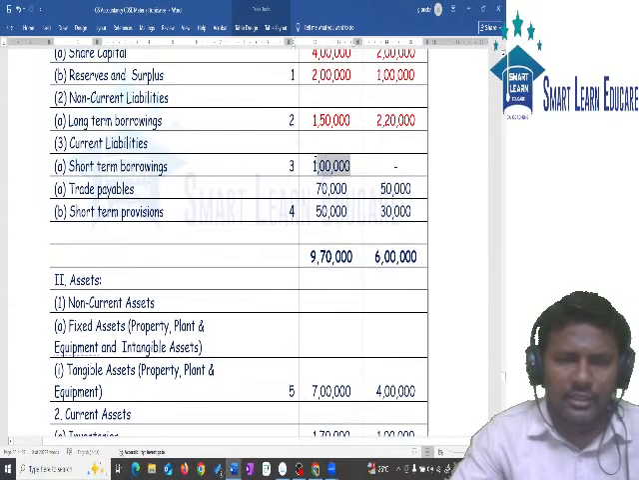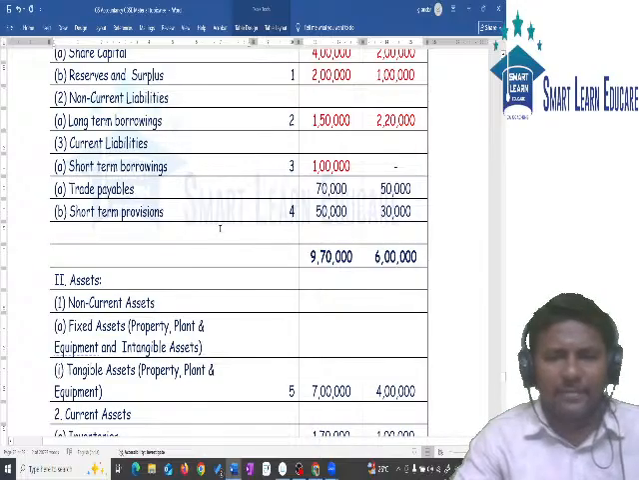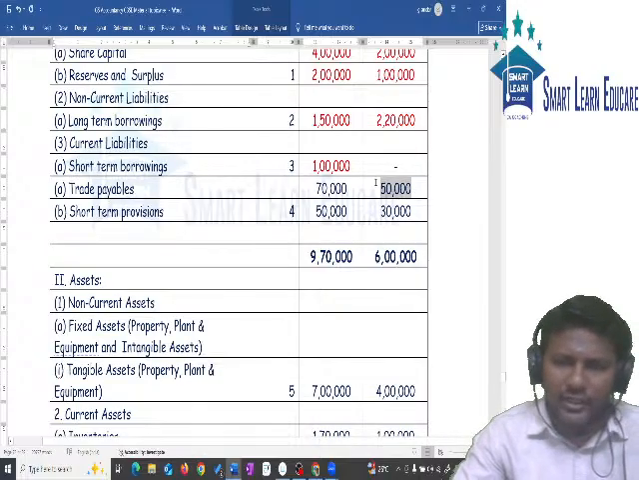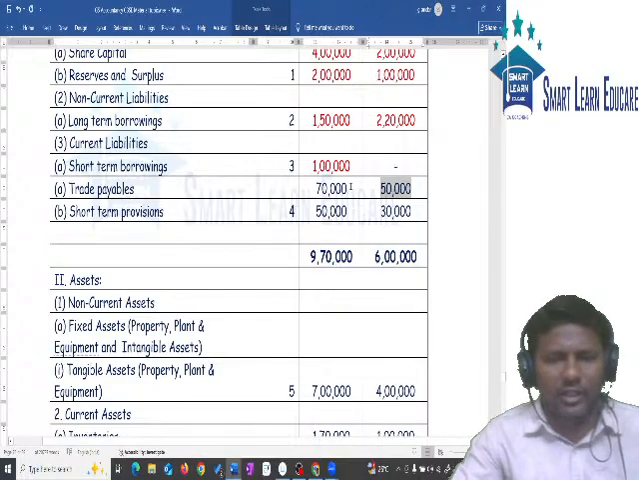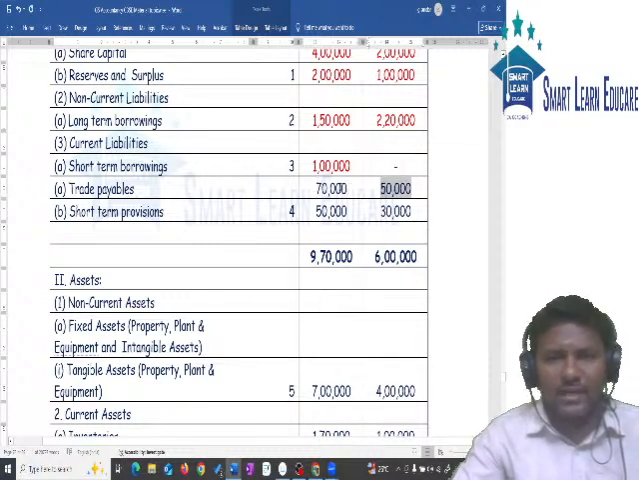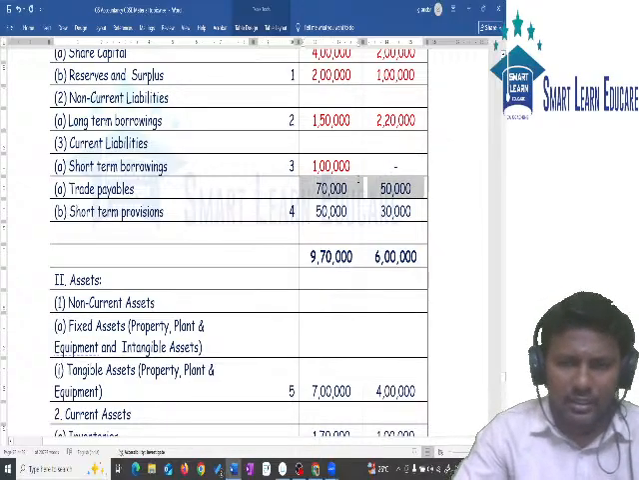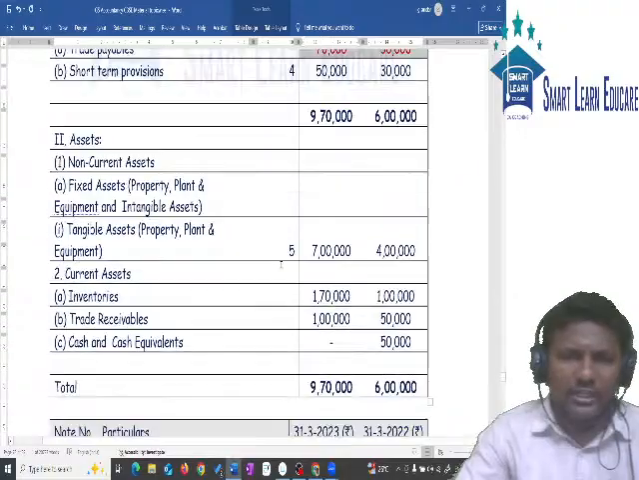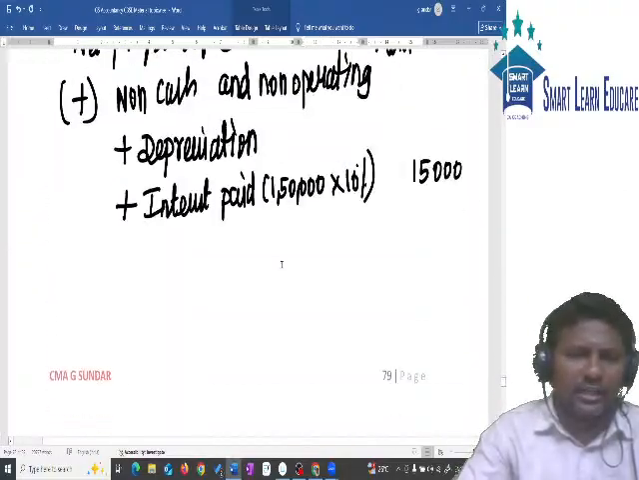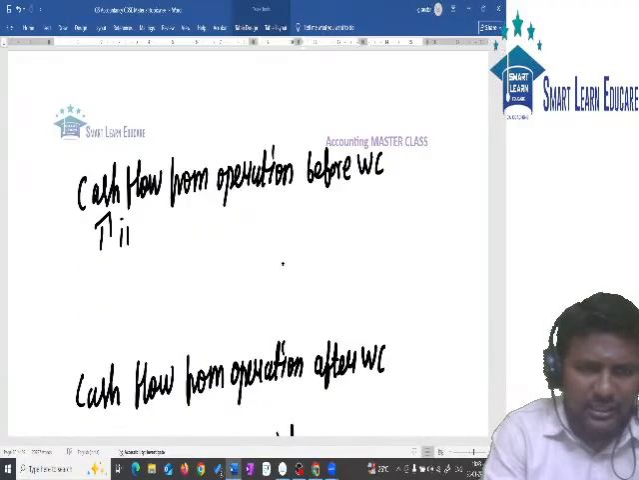Loan also considered. Trade payables will come under working capital. Opening balance 50, closing balance 70. It means increase in trade payable. Increase in trade payable is 20. In working capital changes, increase in trade payable.